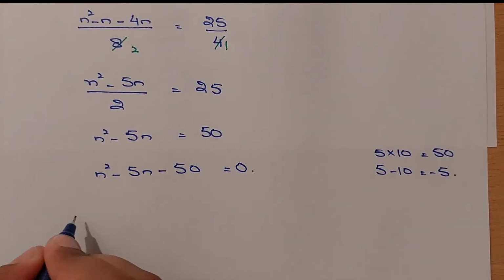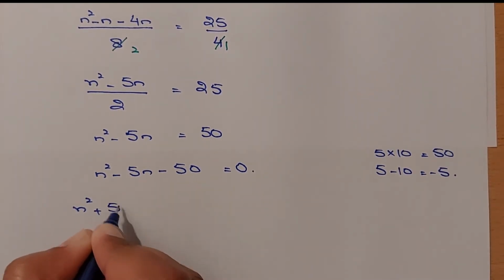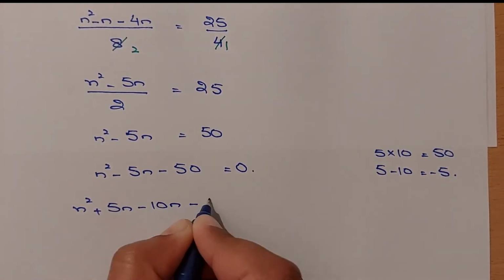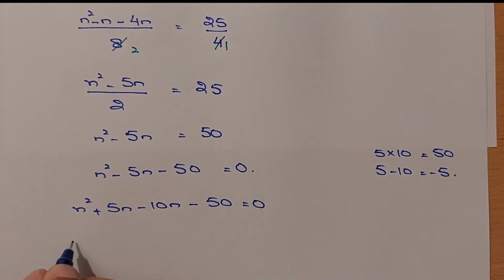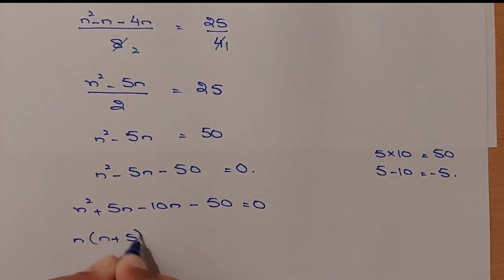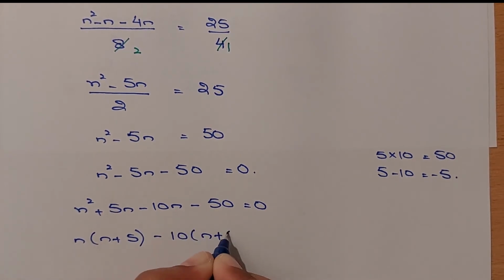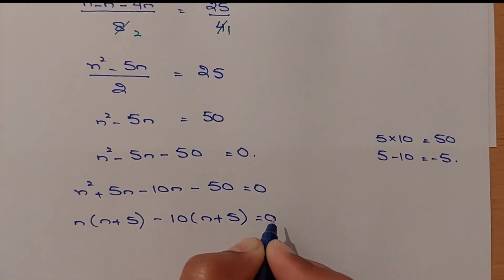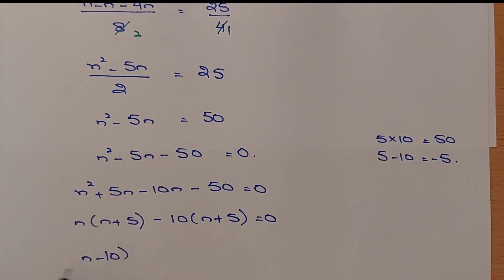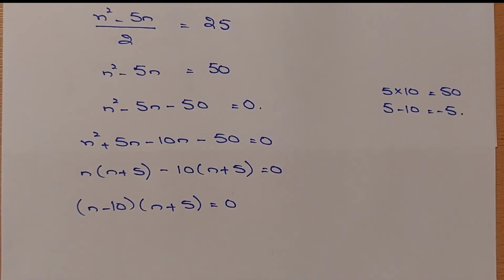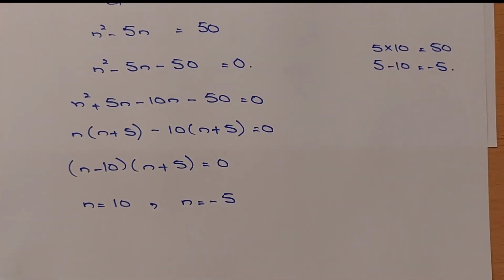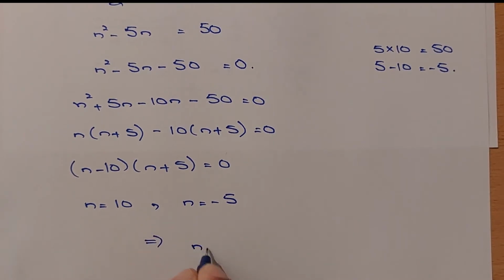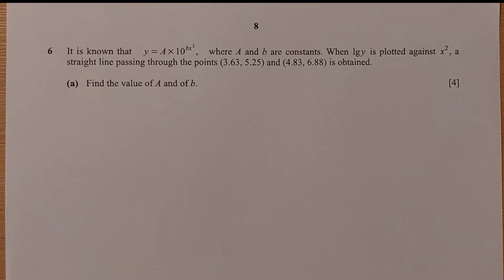So let's do it. n squared plus 5n minus 10n minus 50 equals 0. n is common, n plus 5, minus 10 is common, n plus 5 equals 0. So we have n minus 10 as the first factor and n plus 5 as the second factor, equal to 0. And now n equals 10 and n equals minus 5. But we have to pick the positive integer, the positive value for n. So we can say that n is equal to 10, not 5.